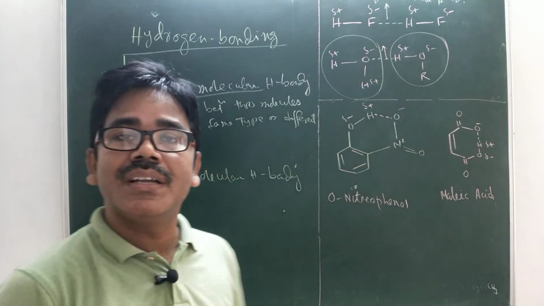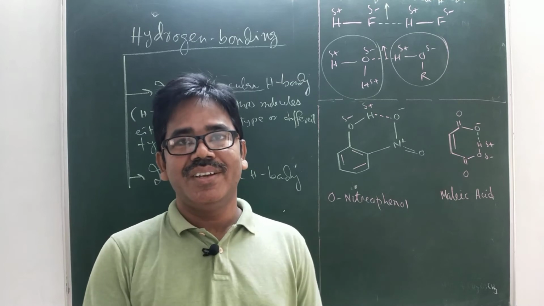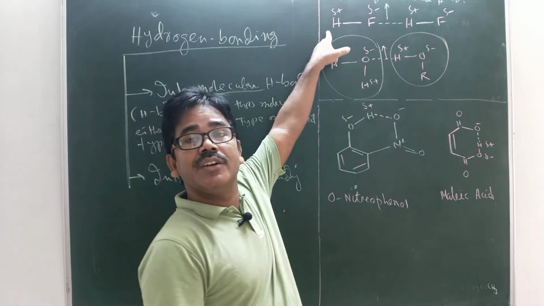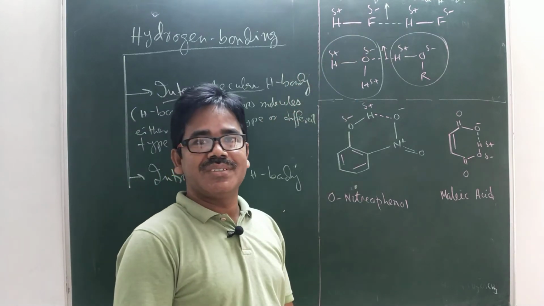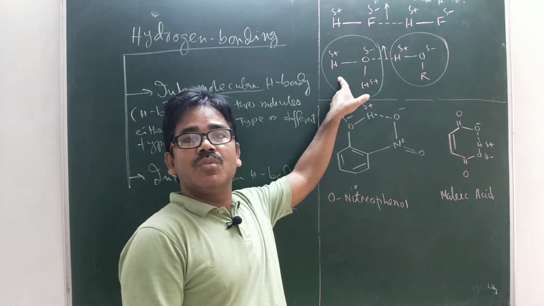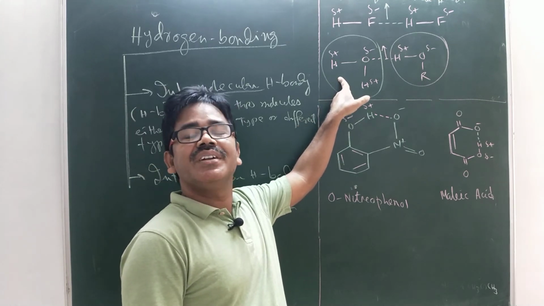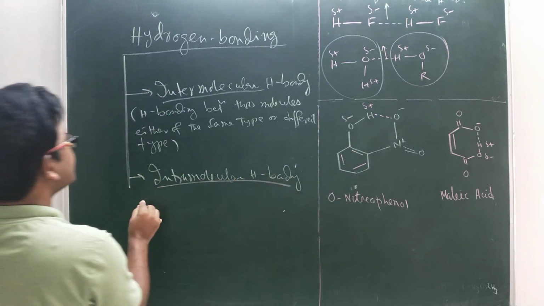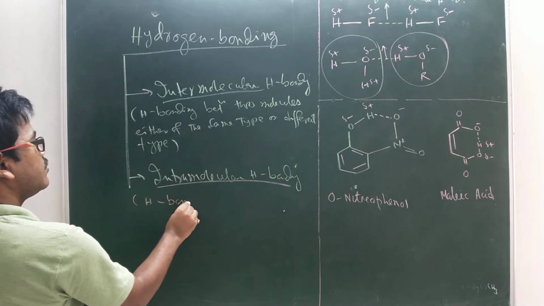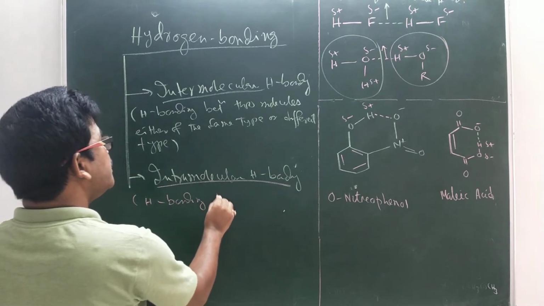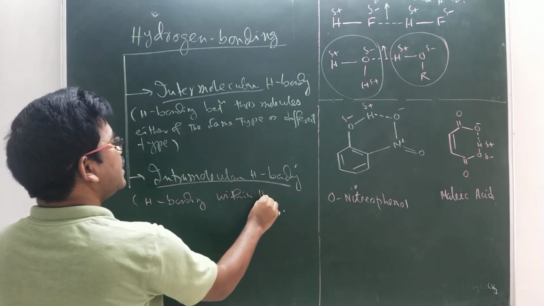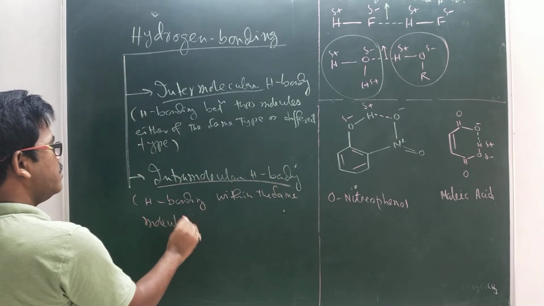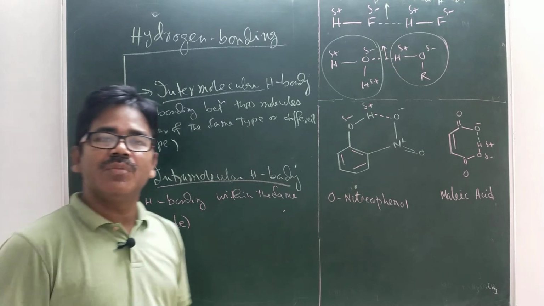Intermolecular means between two molecules. Both the molecules can be of the same type or of different types. This is the example of intermolecular hydrogen bonding where both the molecules are of the same type. This is the intermolecular hydrogen bonding where both the molecules are of different types. Similarly, intramolecular hydrogen bonding. This is hydrogen bonding within the same molecule. No extra different molecule is required.